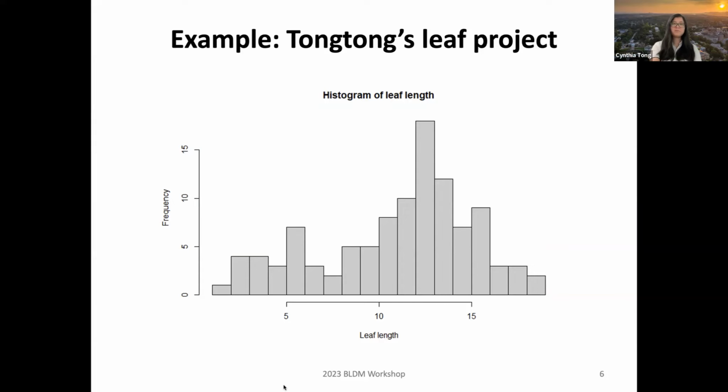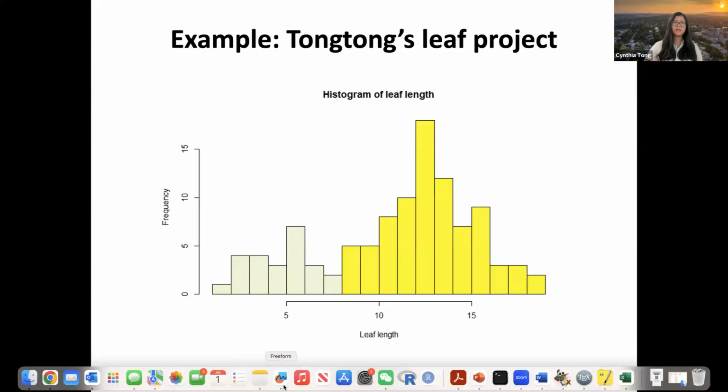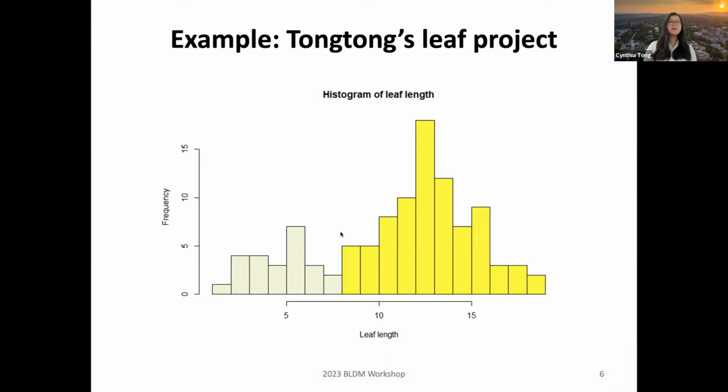This is the histogram of the leaf lengths she measured, and it doesn't look like a bell-shaped curve. It seems bimodal, right? So if you actually put them into two categories, it seems like there are these two categories. Okay.